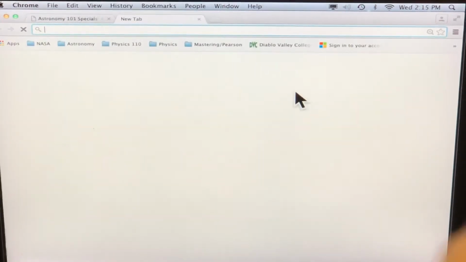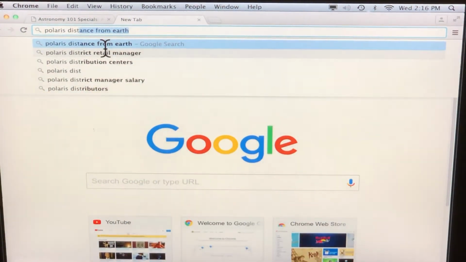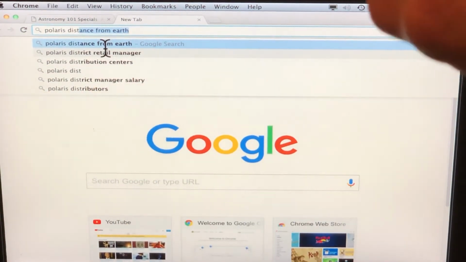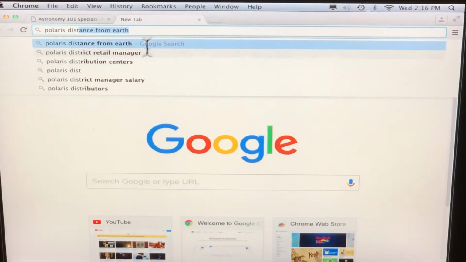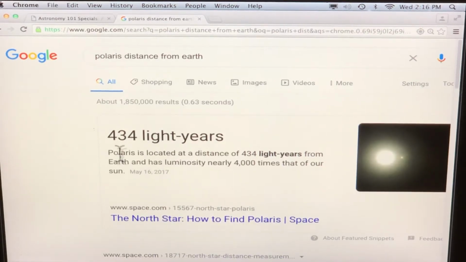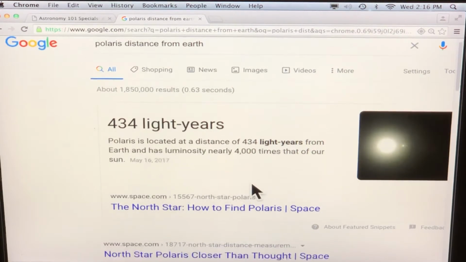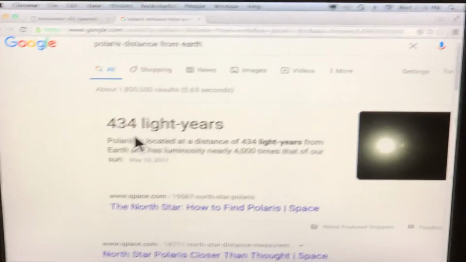What I want to do is this. Polaris's distance from Earth is the same as its distance from the Sun, because Earth and Sun are really close compared to the distance to stars. Really close. Now, distance is tricky, so you might see different numbers, but 434 light years away. How did Polaris change our world?